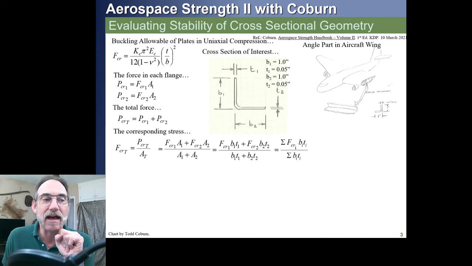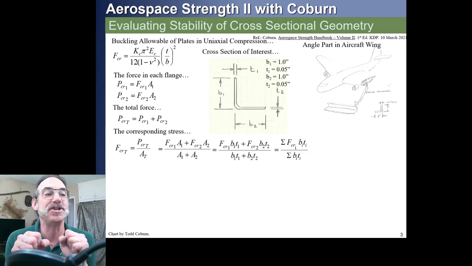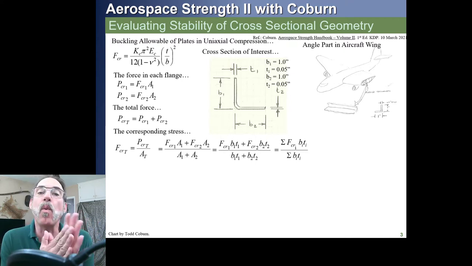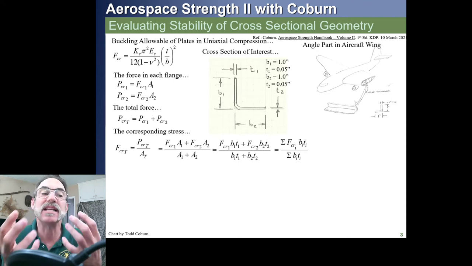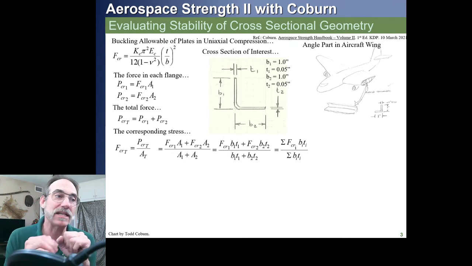The sum of the F criticals times the BTs, over the sum of the BTs. The sum of the BTs is just the area of the section. And the sum of the buckling allowables times the BT is just the stress allowable of each flange times its area. This gives you a weighted average allowable by taking the compressive strength of each flange and summing them up. So it's basically a weighted average of the compressive allowable.